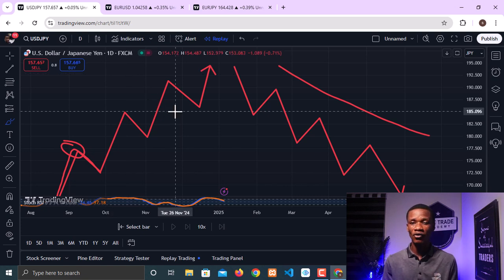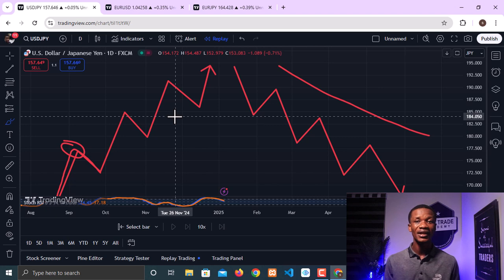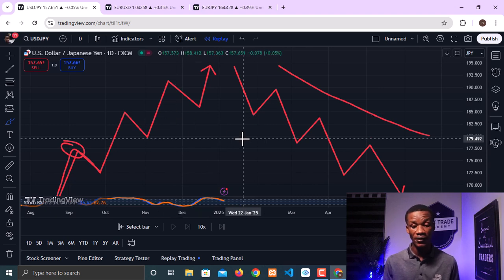That is the only time you're very sure that the market will continue to create new highs in an uptrend and new lows in a downtrend, which is very, very important.